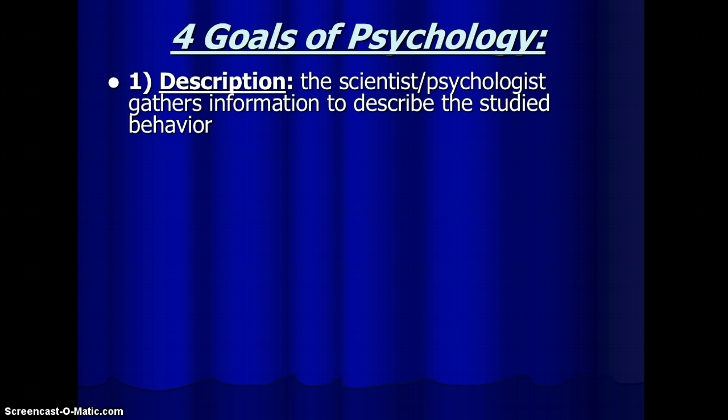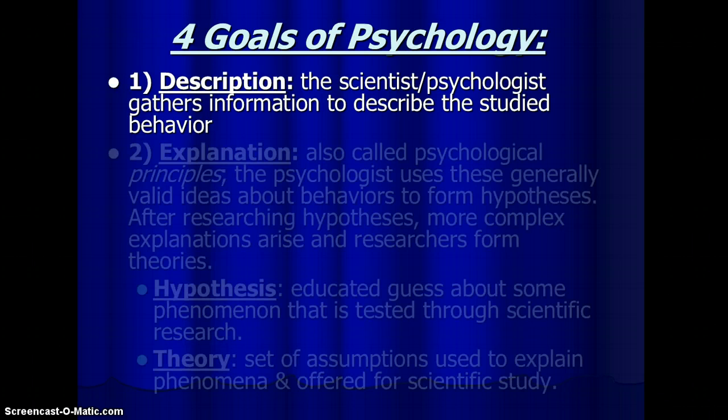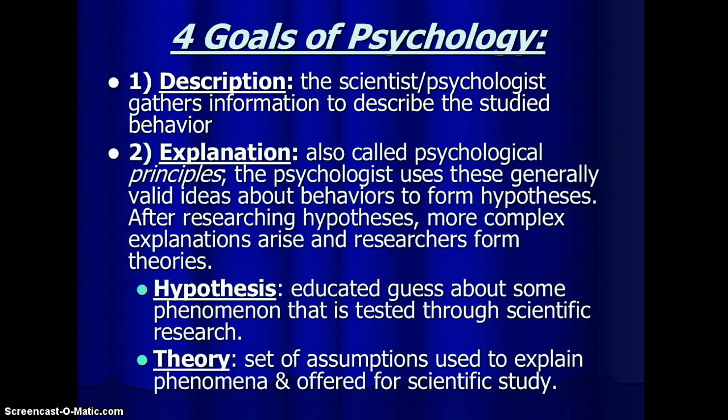Okay, so the first goal of psychology is description. Description would be how a scientist or psychologist gathers information to describe the studied behavior. Secondly, you have explanation. Explanation would be the psychological principles. The psychologist uses these generally valid ideas about behavior to form hypotheses, and after researching the hypotheses and finding more complex explanations, they actually form theories.